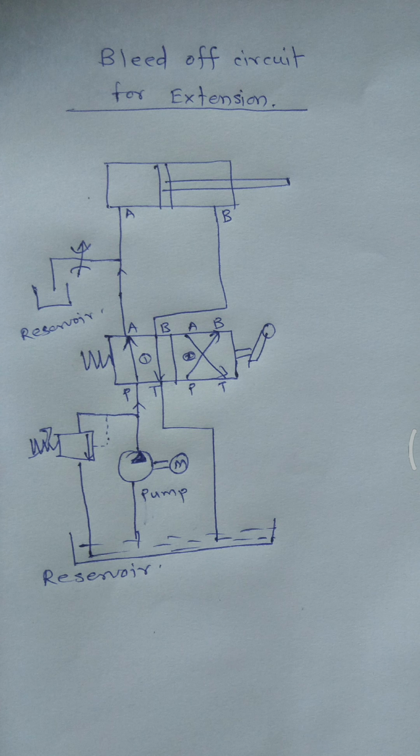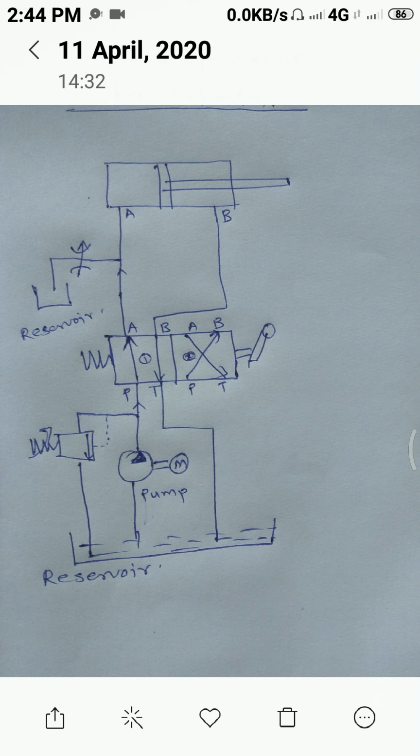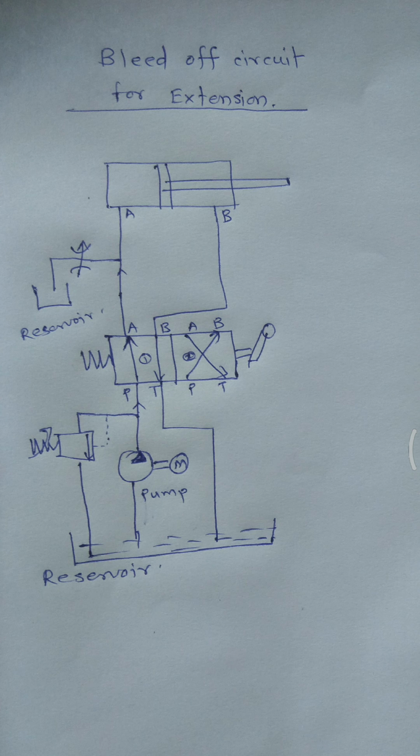Simple thing. And in a return stroke we need to change the position of the DCV. If we operate this lever, then position number 2 is going to act. P is now connected to B. This B is providing the fluid to the B side of the cylinder, and the A side is now connected to the tank. Here also there are two ways for the fluid: one is through the flow control valve and one is through A to T.